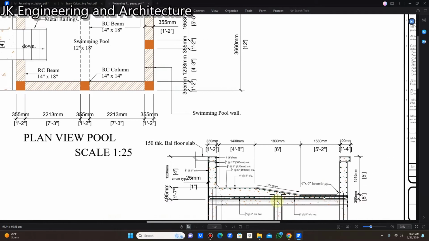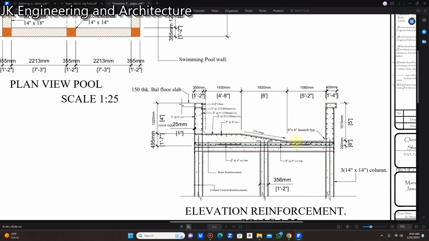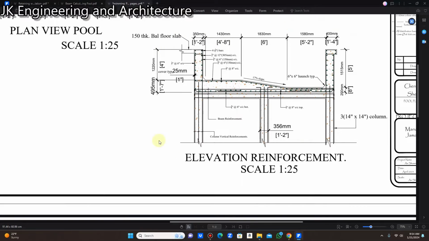So let me zoom up here so I can show you the reinforcement. This is the cross sectional view of the pool, right? If you observe, this is the balcony here, the slab of the balcony here. If you notice, it is attached to the wall of the pool. On one end, the height of the wall is 4 feet, and on the opposite end, the height of the retaining wall of the pool is 5 feet.